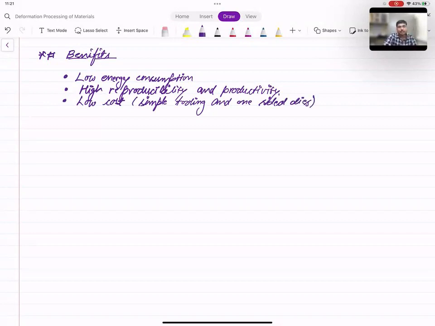And this type of forming process does not require very extreme or high temperatures. It can be conducted at room temperature also. So we have room temperature operation.